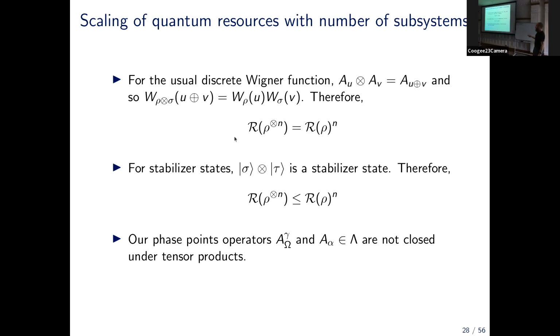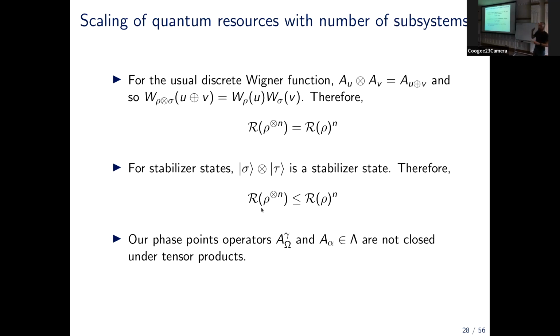And so if you have multiple copies of a magic state, this quantity that determines the amount of negativity just scales exponentially with the number of subsystems. So talking about scaling is very easy in this picture. With the stabilizer quasi-mixtures example that I mentioned, it's a little bit harder because a tensor product of 2 stabilizer states is a stabilizer state, but there are other stabilizer states that don't factor in that way. And so rather than getting an equality here, we only get an upper bound on the negativity in the representation of this product state.